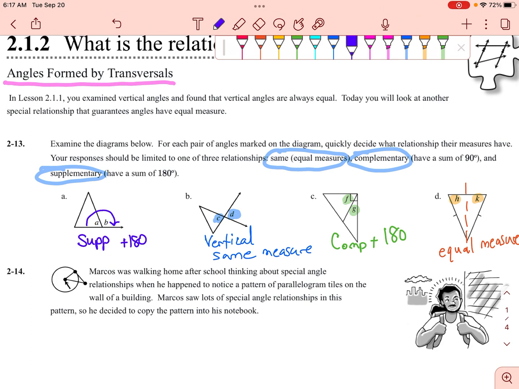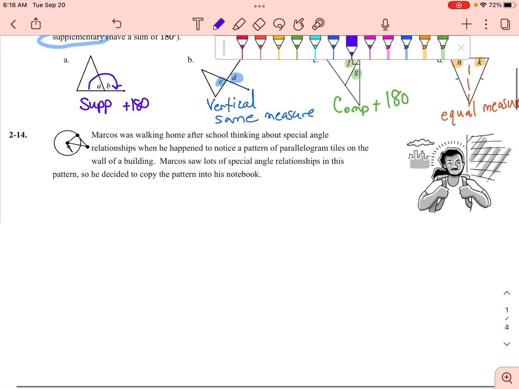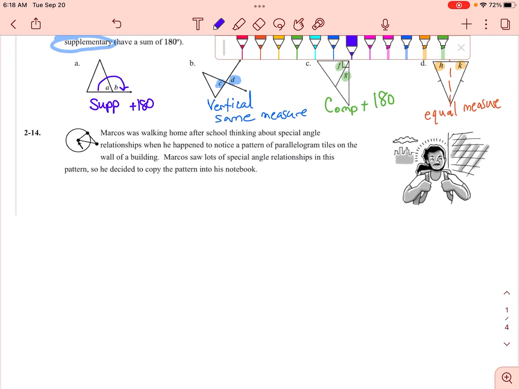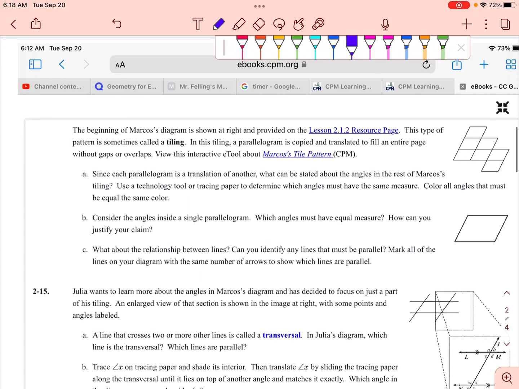Okay, so again, you guys are going to pause the video. You guys are going to read 2 and 4. You can try 2 and 4 on your own, and then you can unpause it and we'll go through it. So in 2 and 4, Marco was walking home thinking about special angles. He saw a lot of special relationships in the pattern, so he decided to copy this pattern in his notebook. In his pattern at the right, I have a resource page and I will give it to you guys when I get back. This type of pattern is called a tiling.